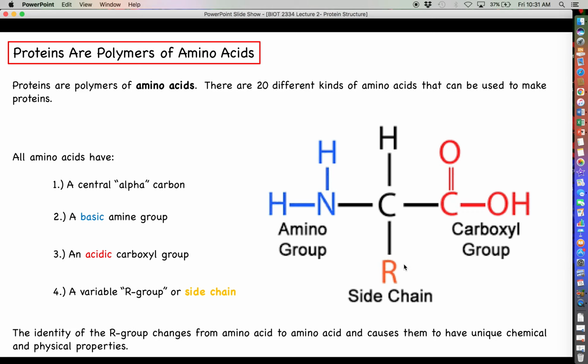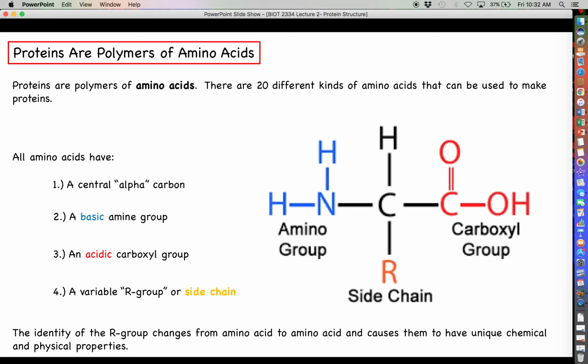here in orange. So all 20 of the amino acids are going to look pretty much identical to what you see here, but what makes one amino acid different from another amino acid is the identity of that side chain. The letter R here does not mean some element on the periodic table that has the atomic symbol R, because no such element exists. The R basically means remainder. It's the remainder of the molecule, shown as R as a means of shorthand.